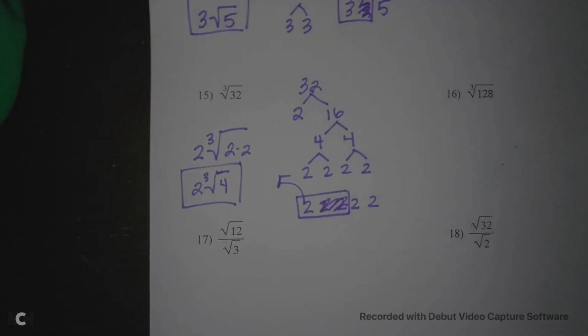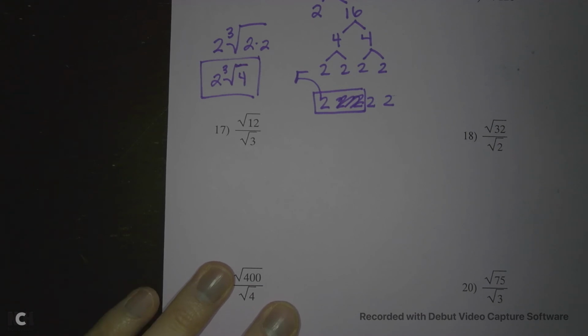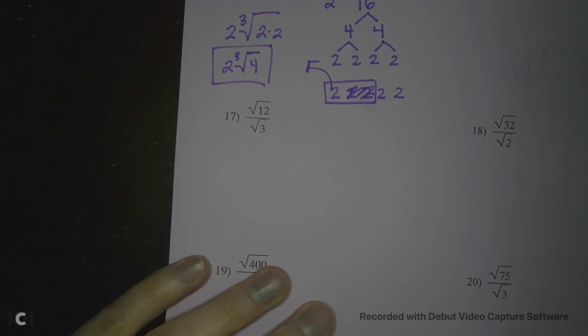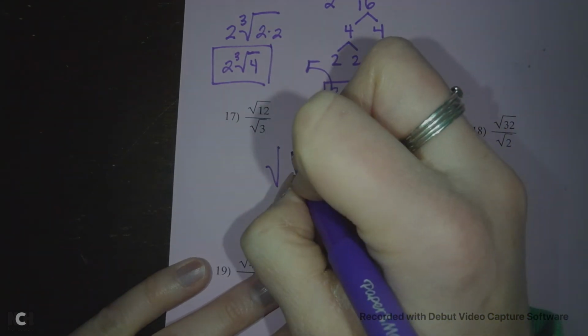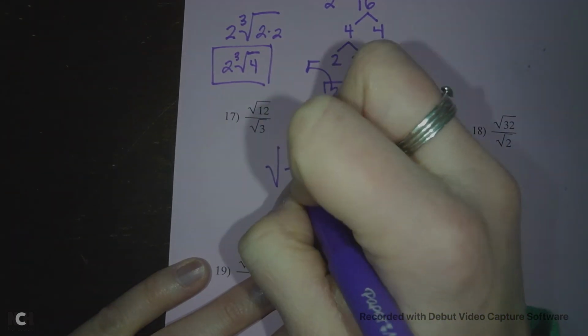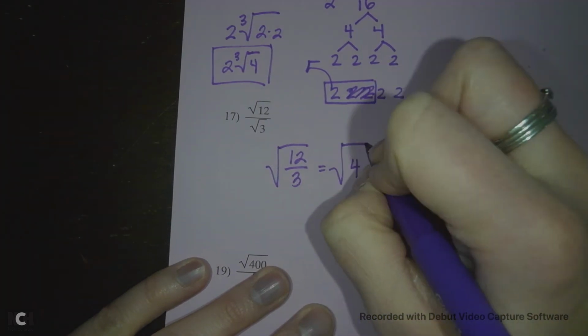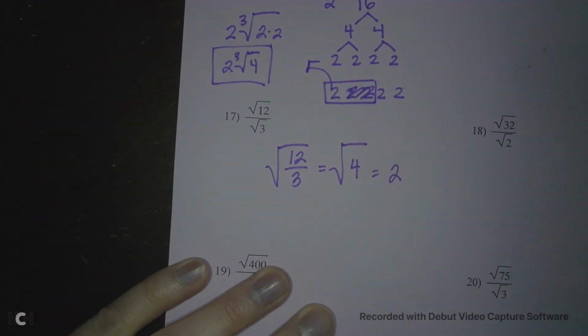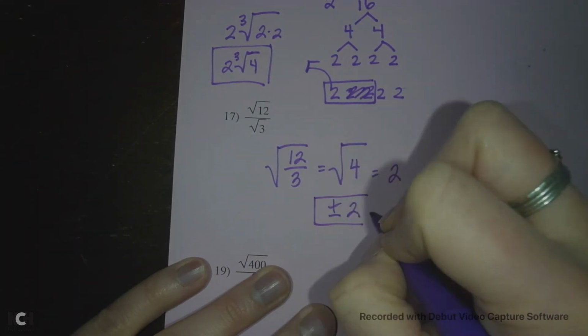17, these guys. You can do them a few different ways. You can reduce your radicals and then kind of combine them. Another thing that's really easy is this is basically the same thing as a really big square root, and it's 12 over 3. So 12 divided by 3 is 4, and the square root of 4 is 2. But remember, whenever we do square roots, we need the positive and the negative answer of them.